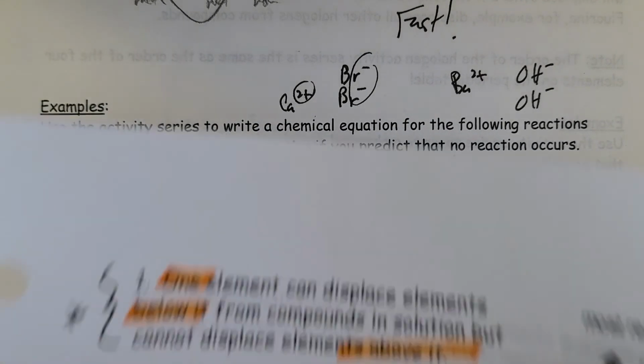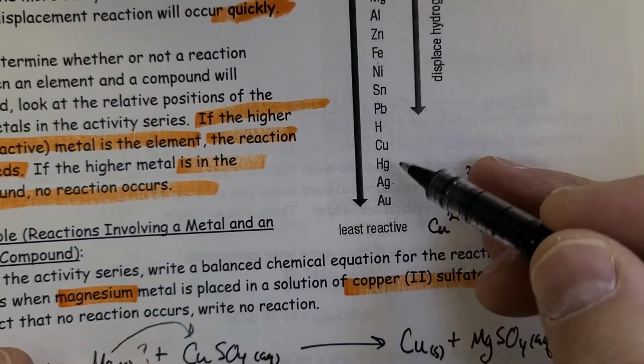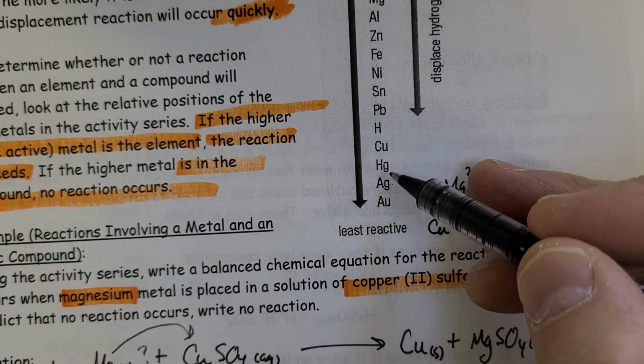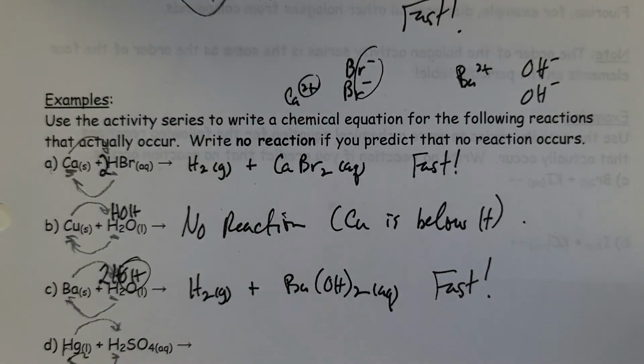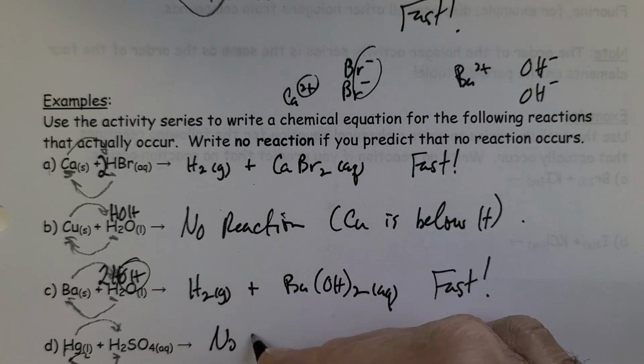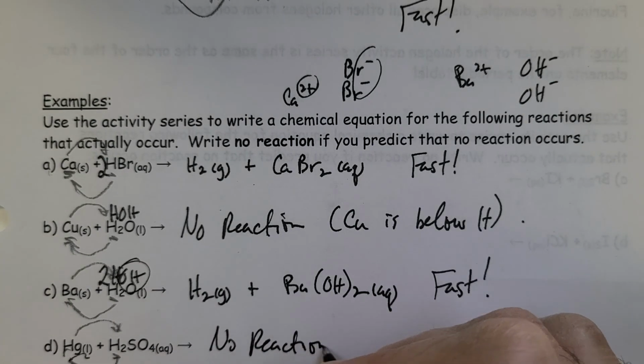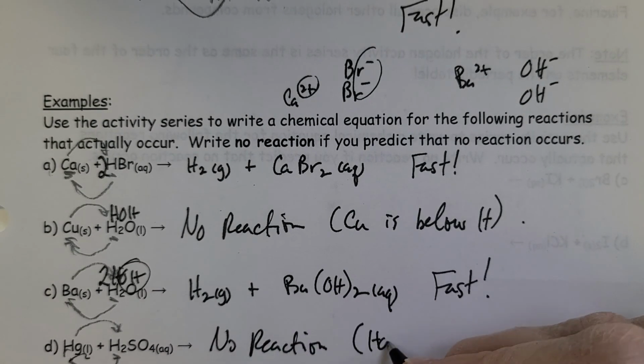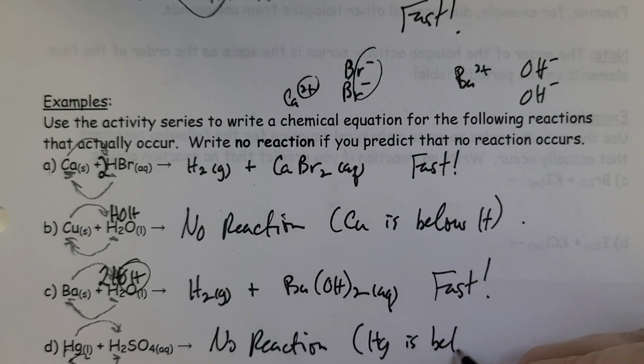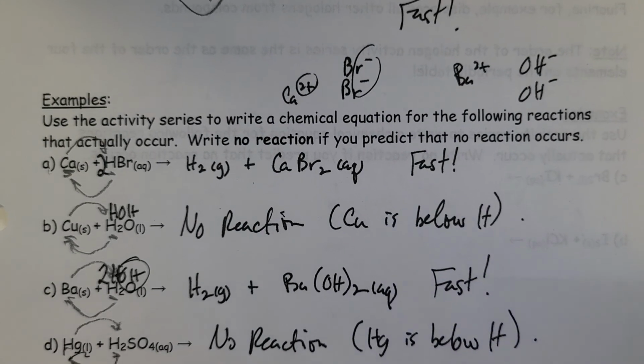Mercury and hydrogen. Let's see. Oh, mercury is below hydrogen. So that won't work. So no reaction. And I can say Hg is below H, unfortunately.